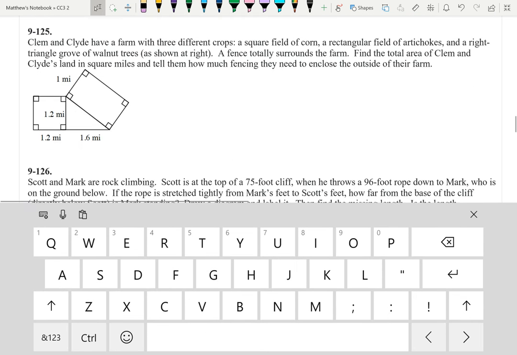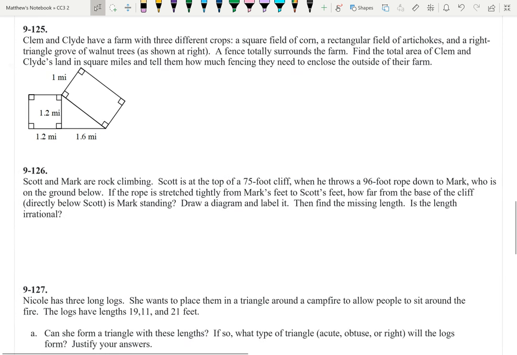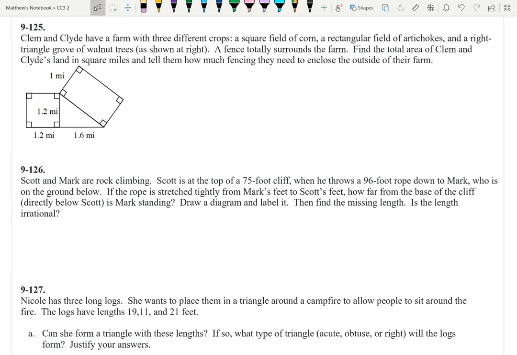Moving on to 9-125. It says, Clem and Clyde have a farm with 3 different crops: a square field of corn, a rectangular field of artichokes, and a right triangle grove of walnut trees. A fence totally surrounds the farm, so we're going to find the area of Clem and Clyde's land in square miles and tell them how much fencing they will need to enclose the outside of their farm.